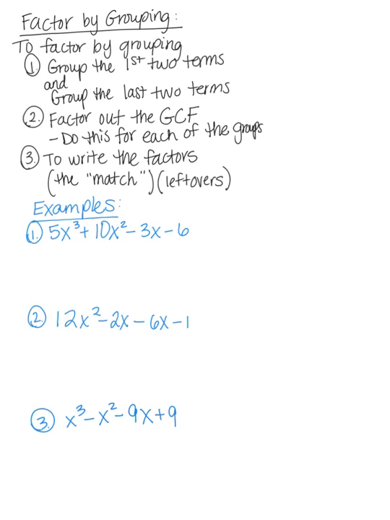All right, here we want to review factoring by grouping. Okay, so the way we're going to factor by grouping, I know that I'll probably want to do this if I have 4 terms. So the first thing I'm going to do is group the first 2 terms and the last 2 terms together. Once I do that, I'm going to factor out the GCF.